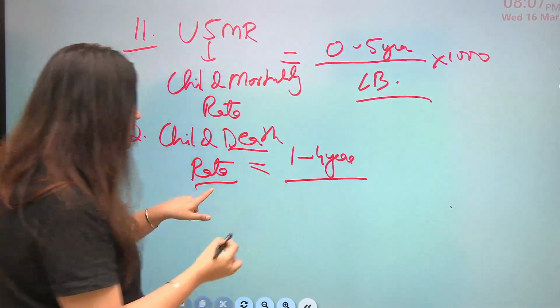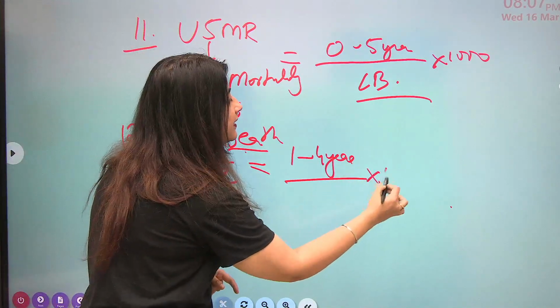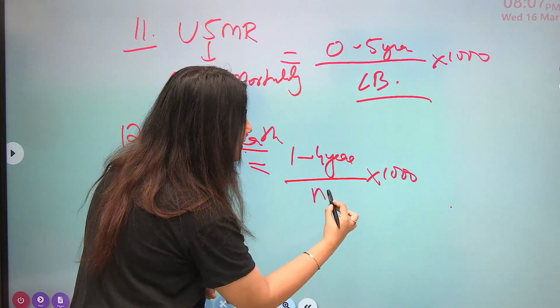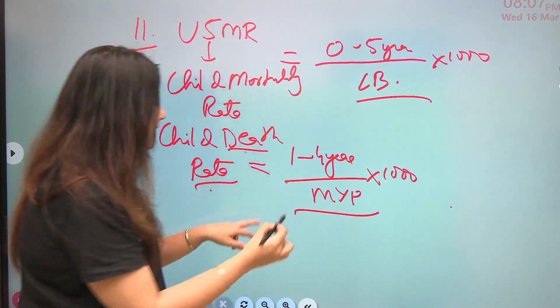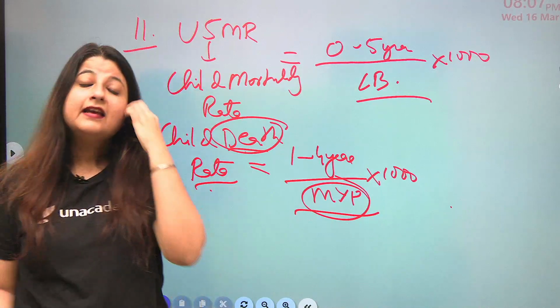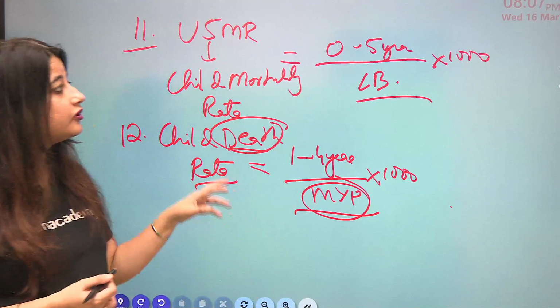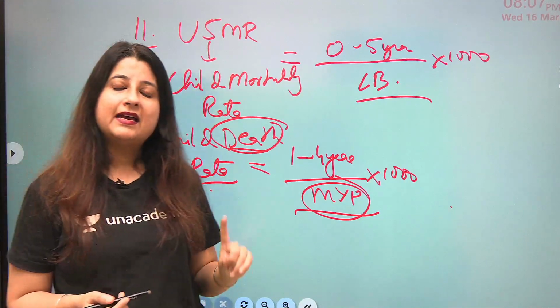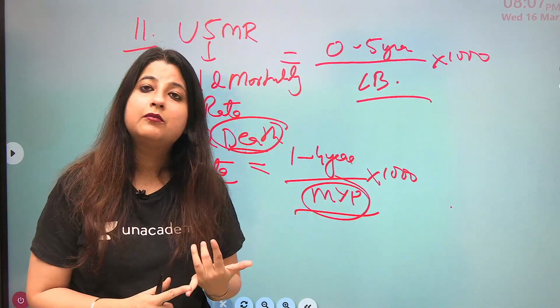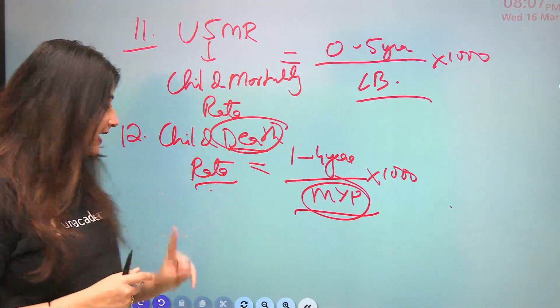What will you pay attention to? Child death rate बोल रहा है. So death rate में क्या हो जाएगा? Per 1000 mid-year population. Again, this was death rate, so we added mid-year population. ठीक है? So whenever it is death rate, your denominator becomes mid-year population. Rest everywhere multiplier is 1000 and live births. Maternal mortality rate and ratio में multiplier आपका 1 lakh होता है.